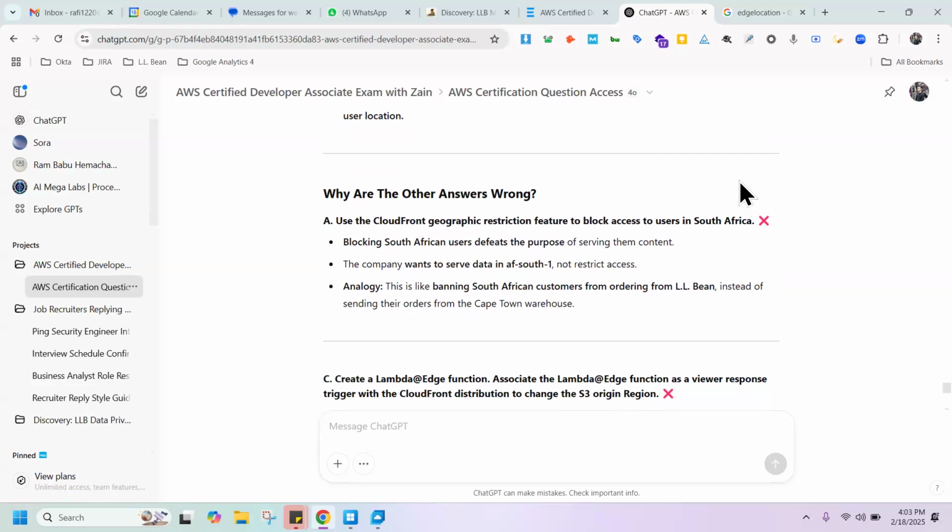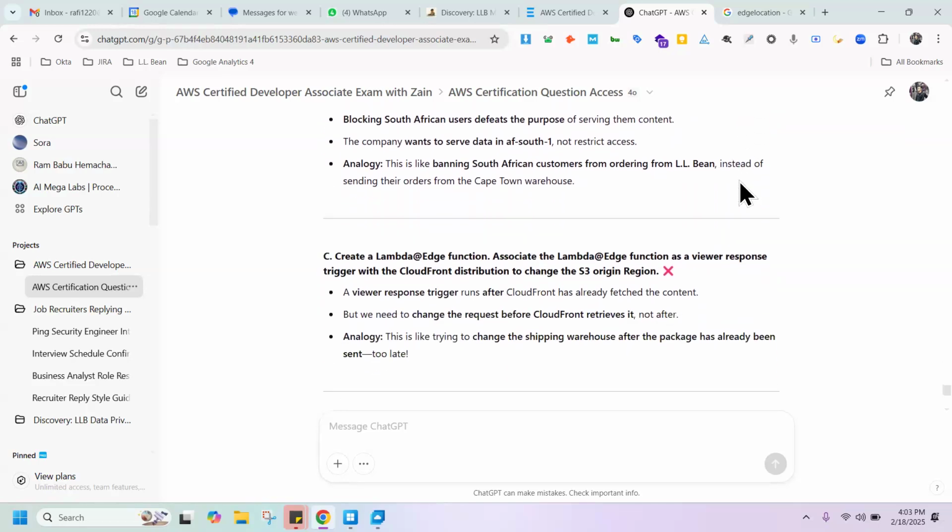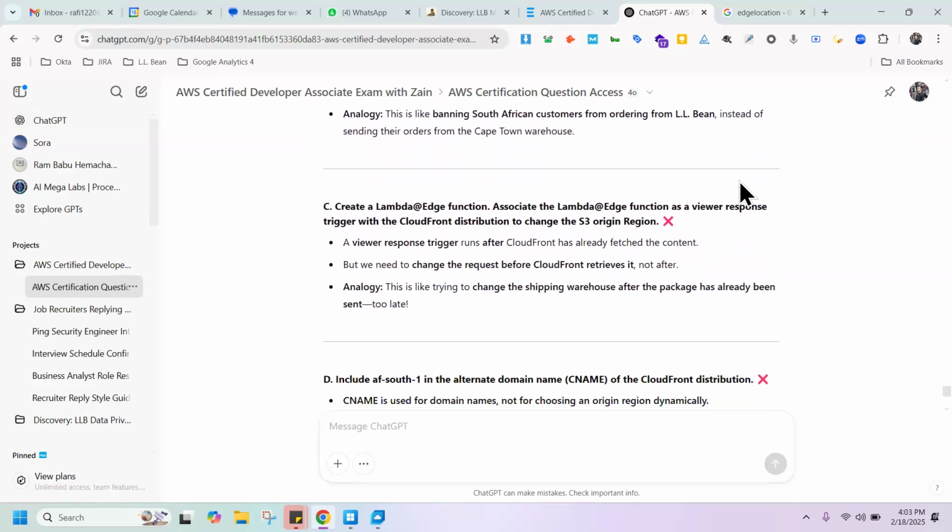Why would we block access, right? So definitely this option is totally incorrect. Why? Because it says to block the access from South Africa. We don't want to block the access from South Africa. Instead, our case is totally different. We want to give access to South Africa. So option one is totally wrong.